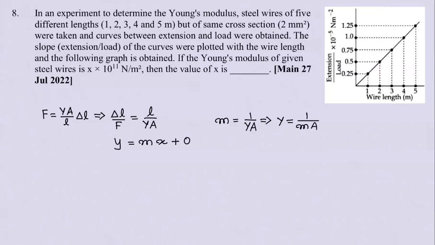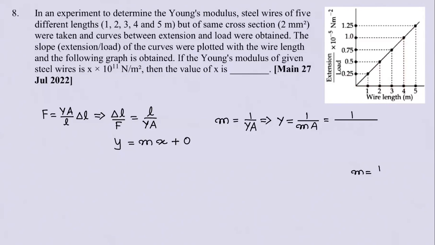slope into area. What is the slope? For a straight line, slope is always constant. So I'll calculate the slope here. You can take anything, you can take this length and this length, or I prefer 1 and 4. The calculation will be easy. So delta y is 1, and delta x is 4, right?